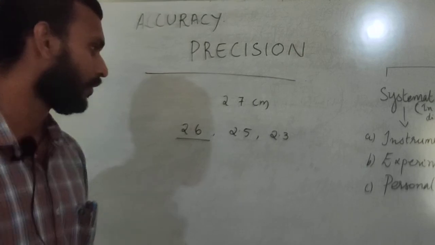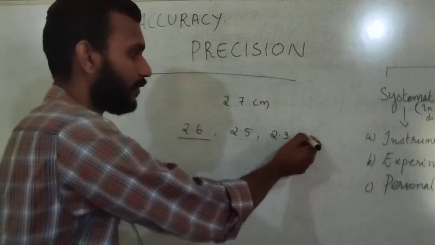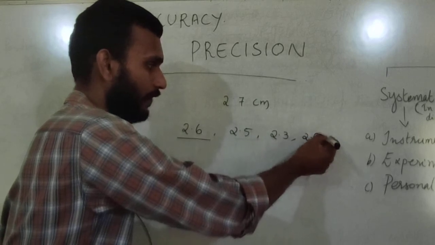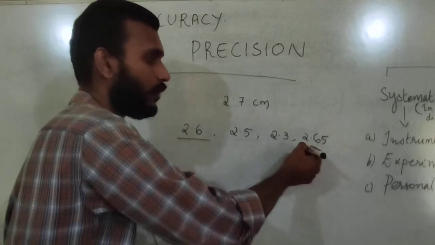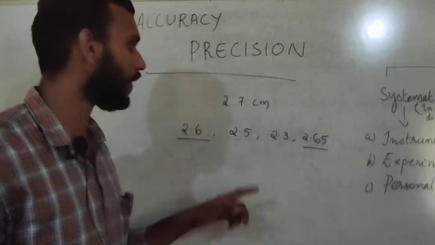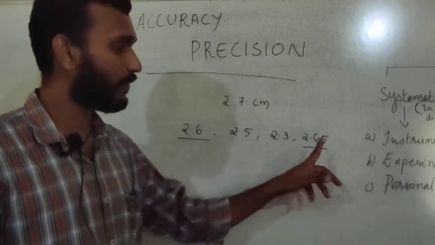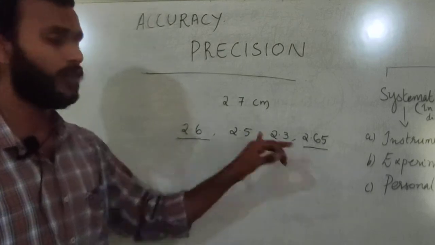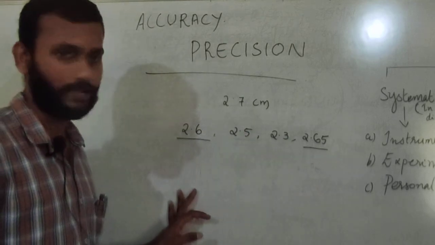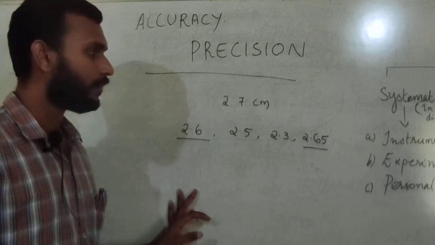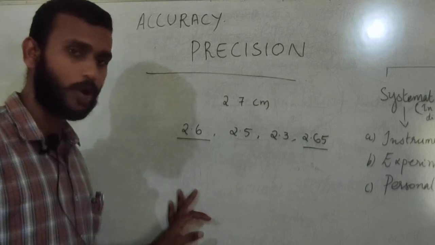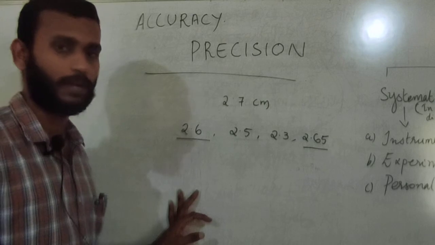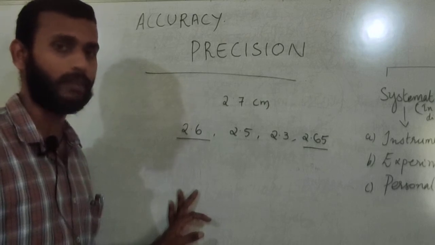Suppose you have another reading of 2.65. Then the accurate value will be 2.65 only, because the true value is 2.7 and 2.65 is closer to 2.7 than 2.6 is. So the accurate value will become 2.65. Okay, so the reading which is closer or nearer to the true value is known as the accurate value, or accuracy.